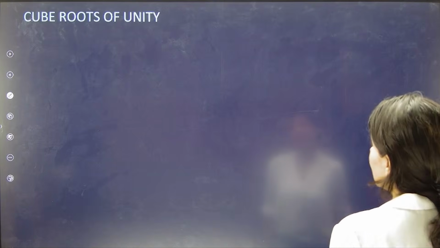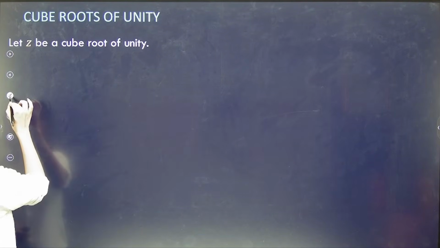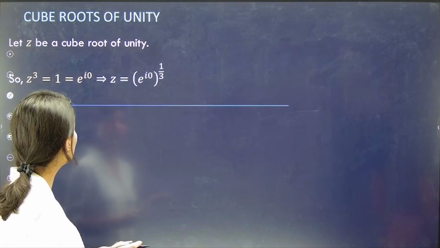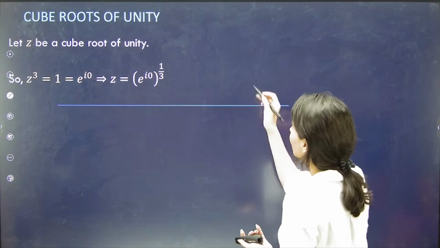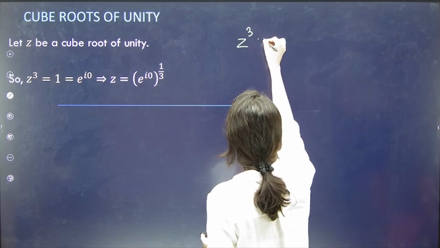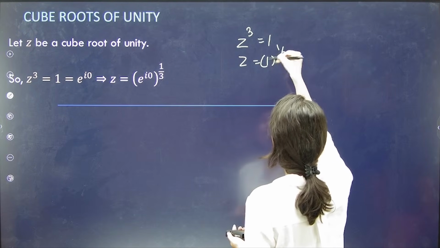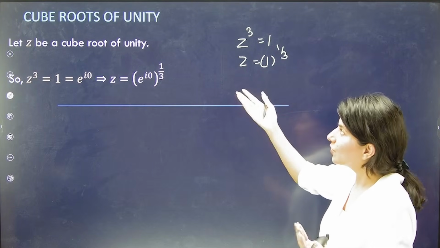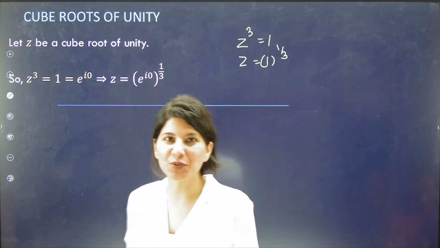All right. Now let us talk about cube roots of unity in a similar manner. Let z be a cube root of unity. Cube root of unity is a very popular topic. So again, z cube is equal to 1, z is equal to 1 raised to the power 1 by 3. Cube root of unity means the cube root of 1. That's why the topic is called cube roots of unity. First of all, understand the meaning of cube root of unity.